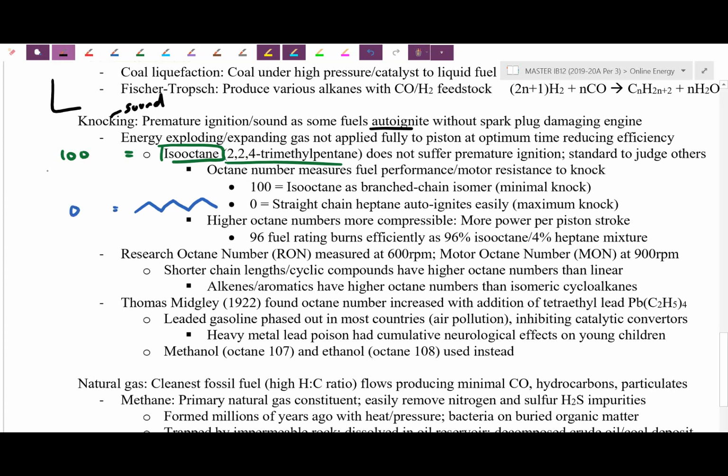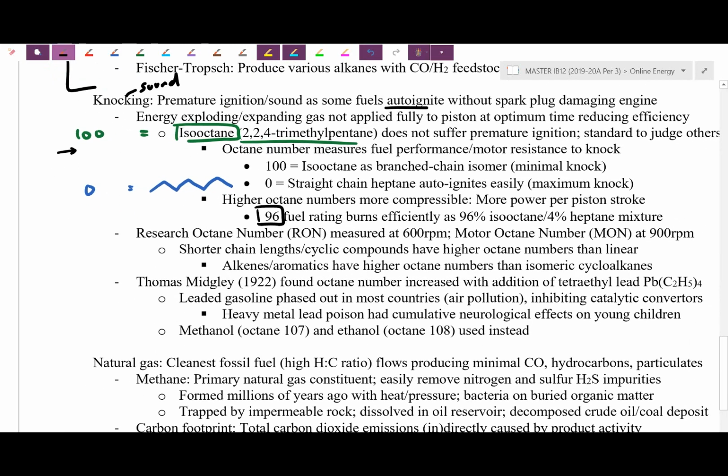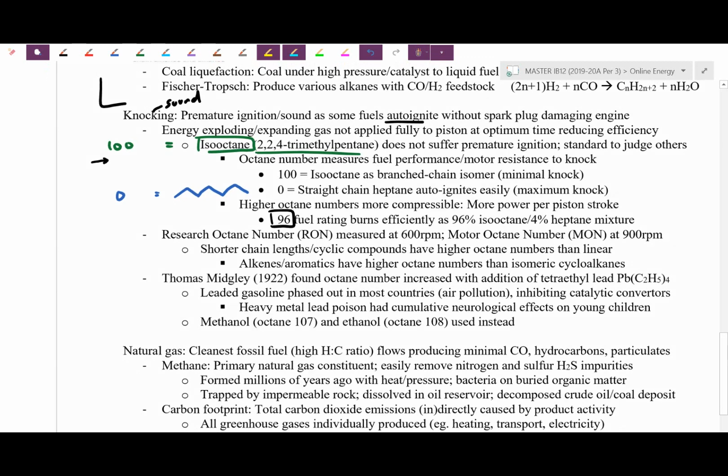I can have octane ratings, whatever I want. They give you an example here. If I have a fuel with an octane rating of 96, a really high-quality fuel, I don't know what it's actually made out of, but it burns as if it were a mixture of 96% isooctane and 4% heptane.